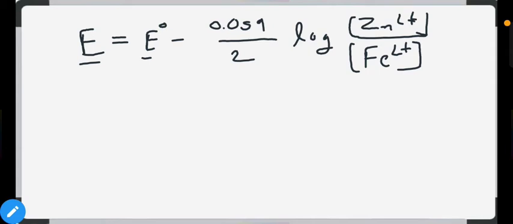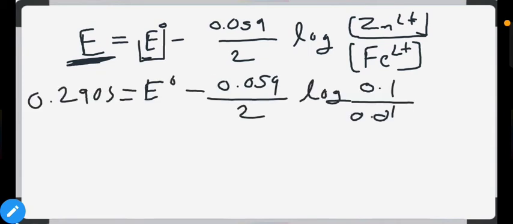Now we know the concentration values. They are mentioned in the question, the concentration of Zn2+ and the concentration of Fe2+, and the value of E is also mentioned. So the only unknown remaining will be the standard cell potential. So these are the values: 0.2905, the cell potential, is equal to standard cell potential minus 0.059 divided by 2 into log 0.1 divided by 0.01, which will be 10. So you have to find the log value of 10, which will be 1.